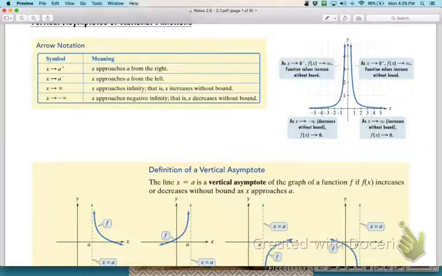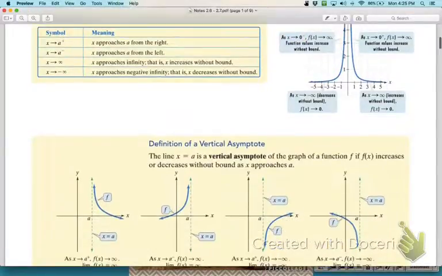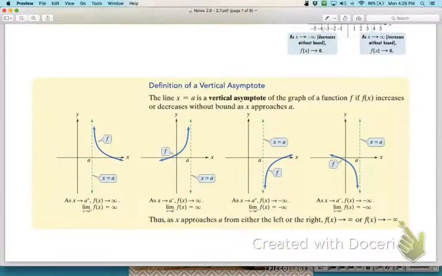So the definition of a vertical asymptote is that the graph approaches either positive infinity or negative infinity as I come in from either the left or the right. That's sort of the technical definition. We just know it's that vertical boundary line that the graph is never going to touch.